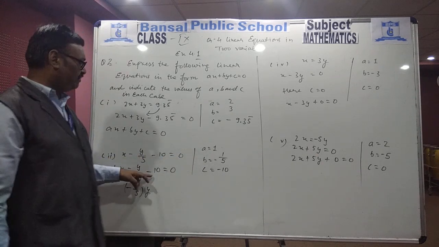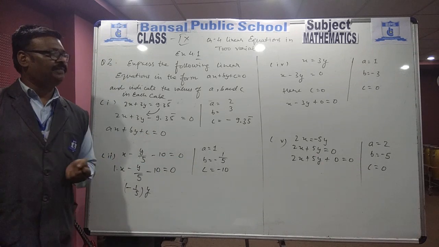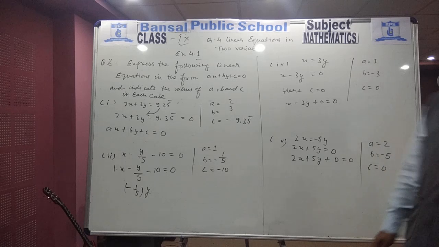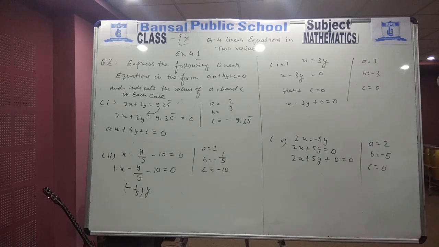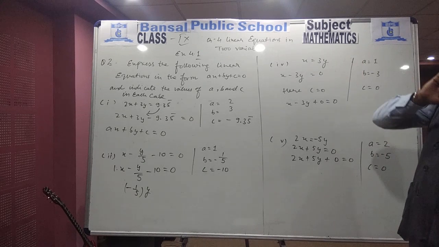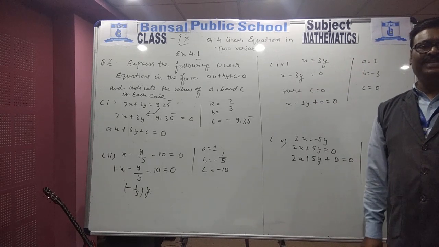Similarly c, when I compare, the value of c is minus 10. Let us go for another question. Question number 4, fourth part. x is equal to 3y. Step number 1, I will transpose on left hand side. So my equation becomes x minus 3y equal to 0.